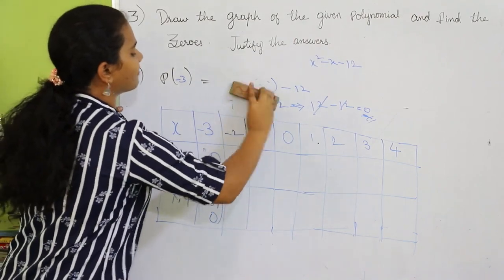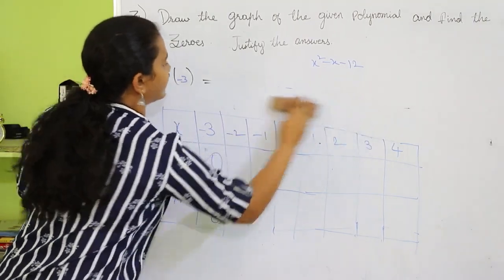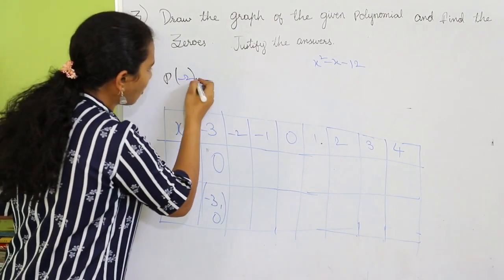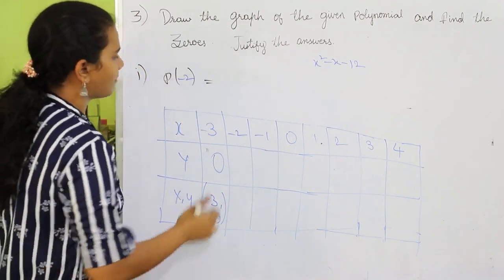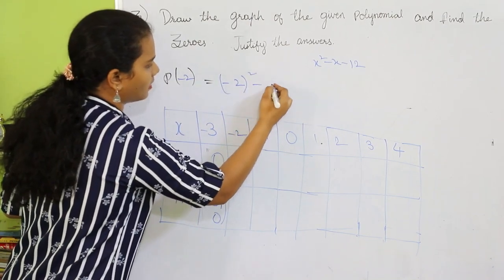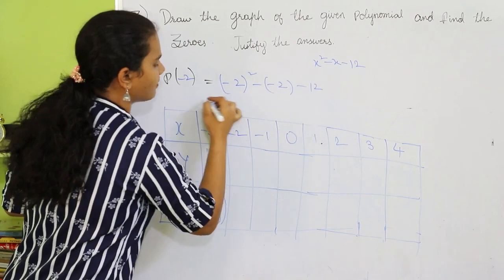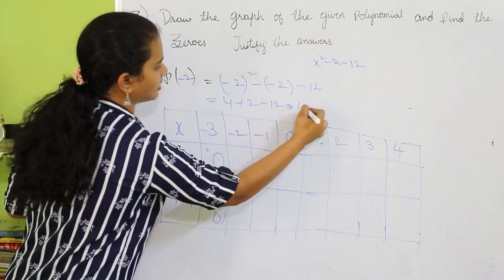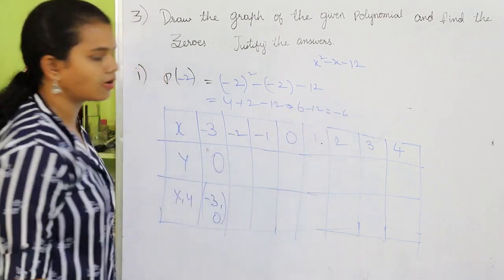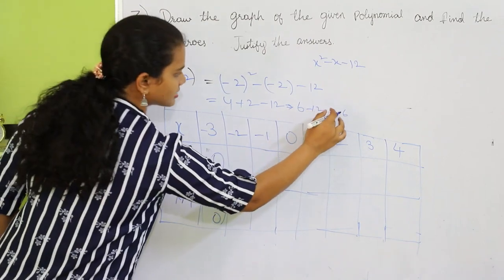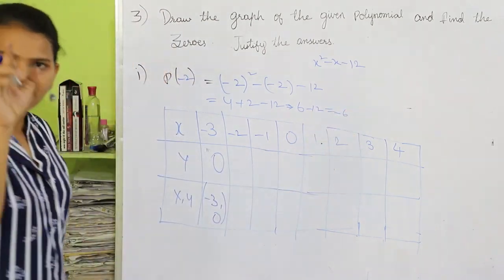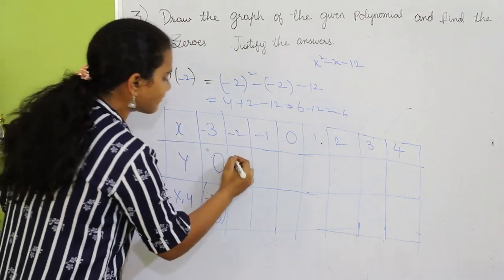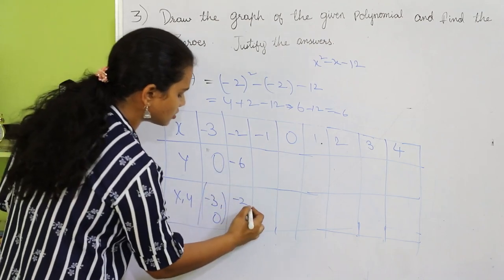Now if x equals minus 2, we have done with minus 3, and the answer we got is 0. If I place minus 2, what happens? 4 plus 2 minus 12. 4 plus 2 is 6, minus 12 gives minus 6. The minus 6 is the y value. So if x equals minus 2, then y equals minus 6, therefore x comma y is minus 2 comma minus 6.